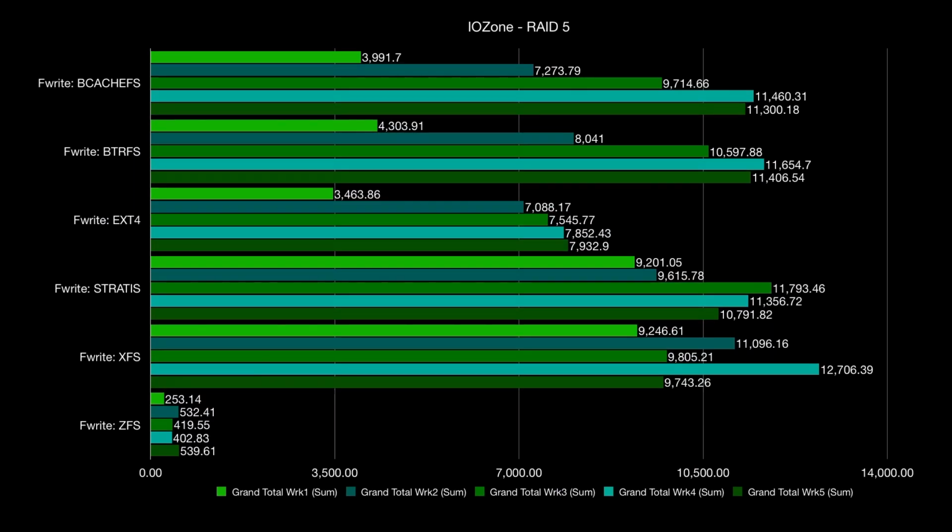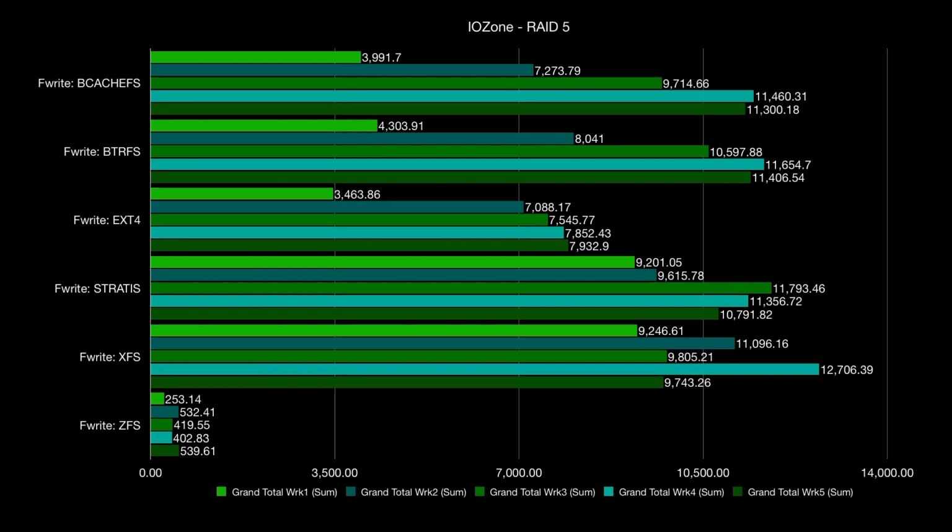The RAID 5, the wheels are still off ZFS. It's pulling off onto the... I think it went into the pits and had an engine change or something. But yeah, the rest of them are doing fine here. The only one that's kind of questionable is the ext4, besides ZFS, that appears to be a little off the mark there.